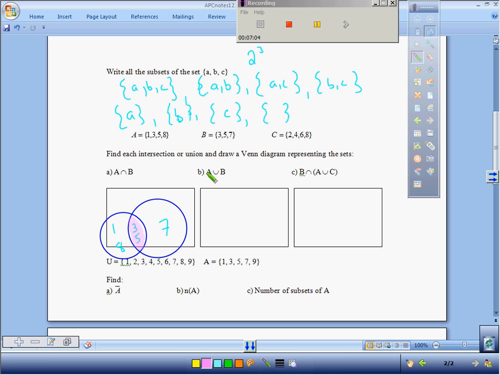U, which means union, is anything that is either or in both sets. So if I wanted to do the union, A union B, that would look like, let's see if I could draw my circles better this time.